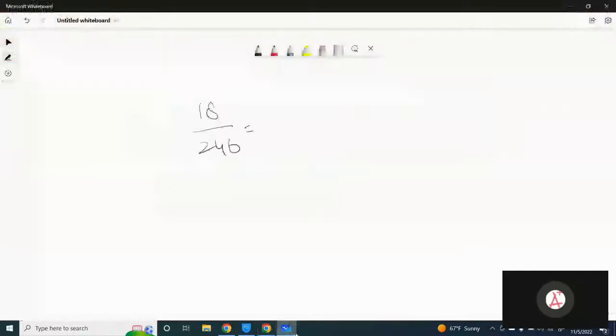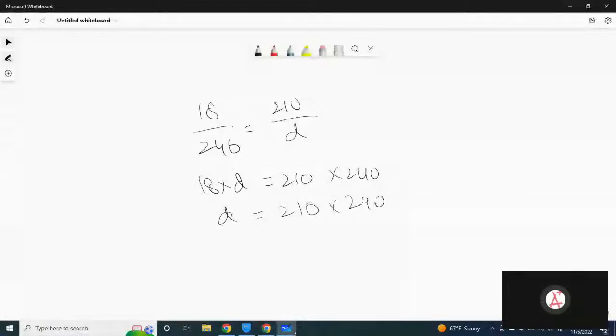You have to find the total. So it would be 210 divided by D. Got it? Just do cross multiplication, it would be 18 times D equals 210 times 240. You have to divide both sides by 18. 210 times 240 equals 50400. You have to divide it by 18. So just divide 50400 by 18. So it would be 2800.